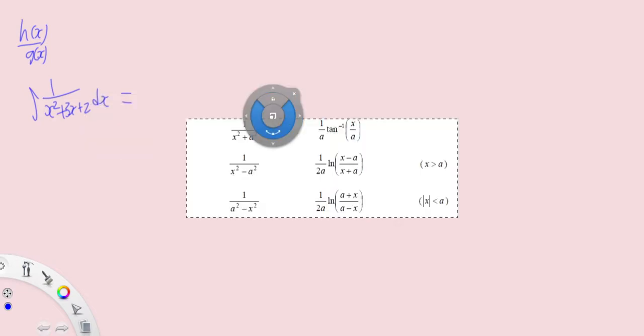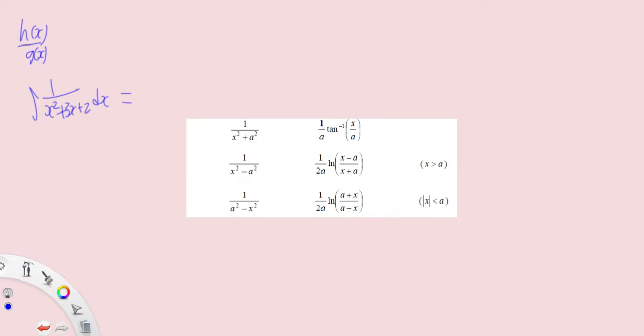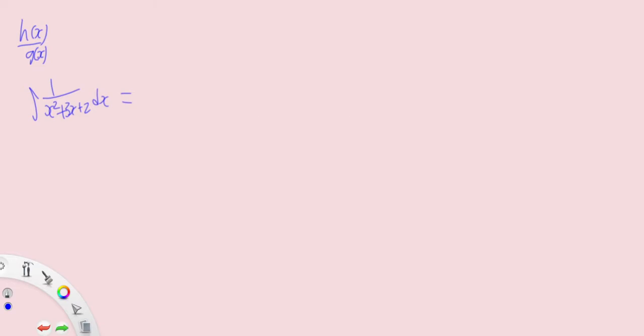Hey everyone, as promised, I'll go through the example where we have h(x) over g(x), but it's going to involve partial fractions. So let's put up an example: the integral of 1 over x squared plus 3x plus 2 dx. Clearly you can't integrate this directly, and you could opt to convert it to the form of 1 over x squared plus or minus a squared. But this is not what we actually want to do here. Instead, we can choose to use partial fractions.